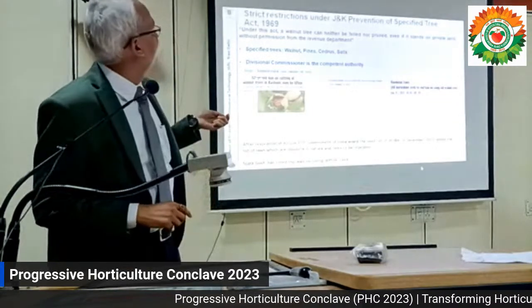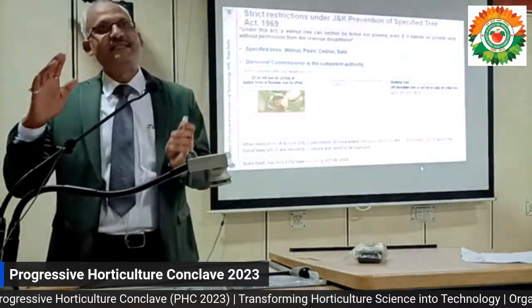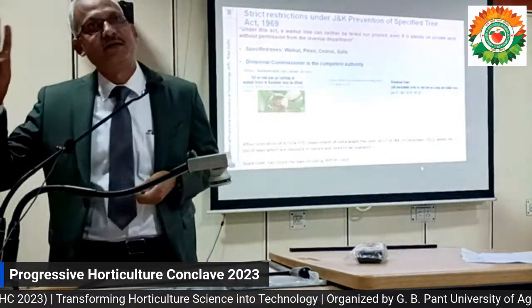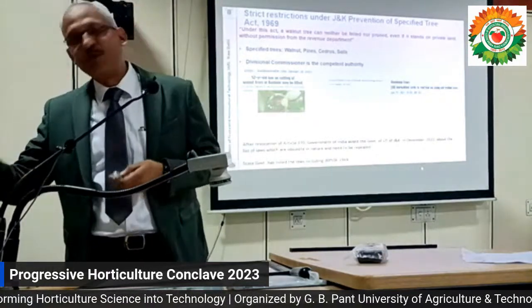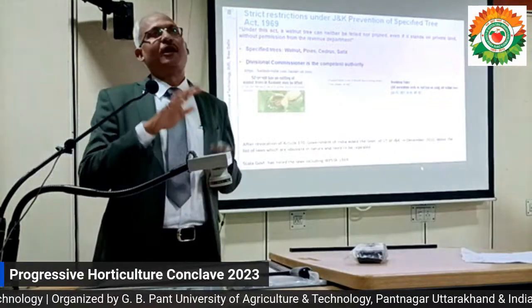This is a very strict law, the prevention of specified trees, because some trees in Jammu and Kashmir have special status, like salix, walnut, cedrus, and pine. You cannot cut them even on your own property. You have to seek permission from the divisional commissioner, which is almost impossible.